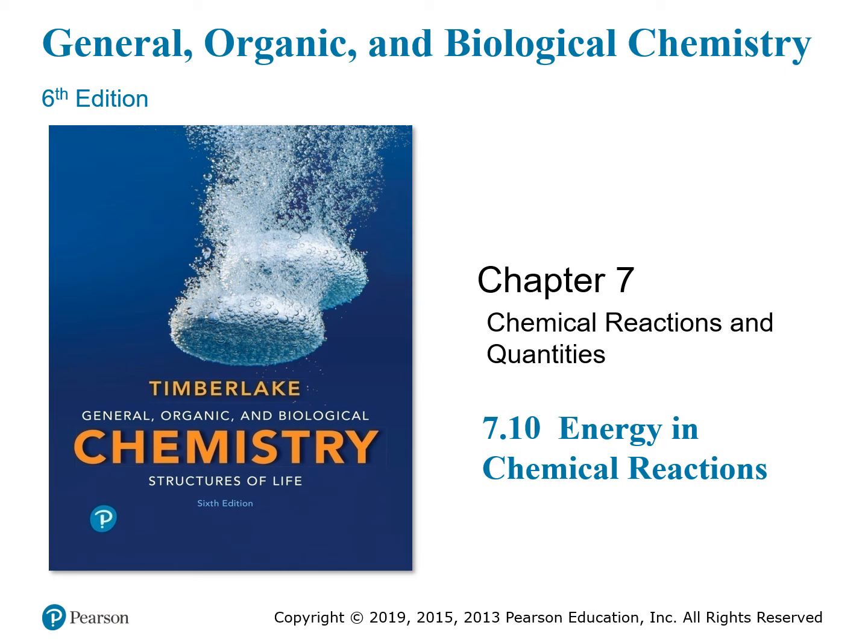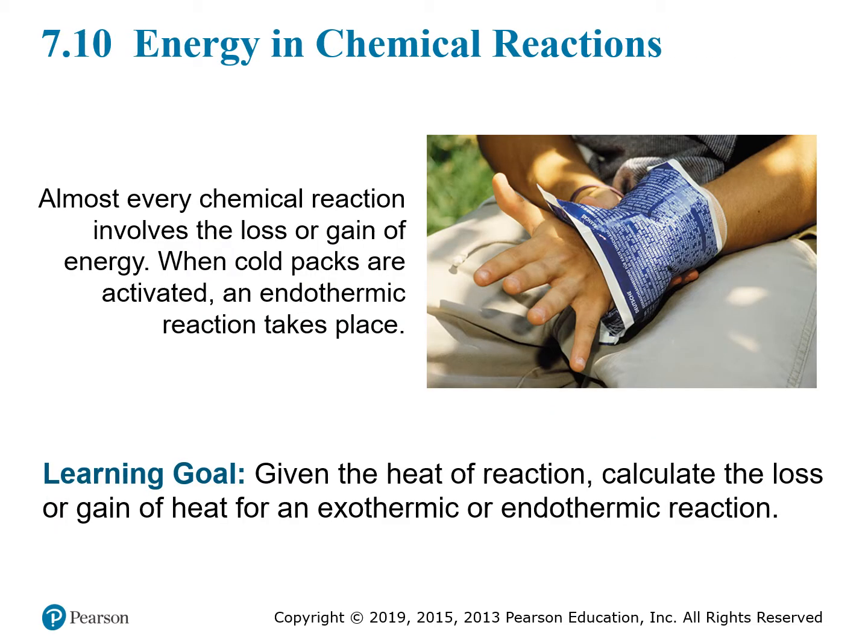This is Chapter 7, Chemical Reactions and Quantities, and this is the final section, 7.10, which is Energy in Chemical Reactions. Until now, we've really been focusing on the material components of a reaction. In other words, which reactants go into the reaction and which products come out of the reaction, or really which atoms are involved in the reaction. But every chemical reaction that you come across also involves some change in energy between the reactants and the products.